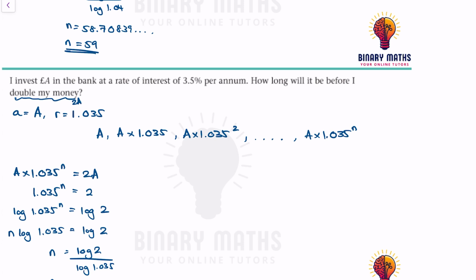20.14879, which means n must be equal to, because it doesn't say it's paid at the end of the year, it just says it's paid, it must be 20.15 years.